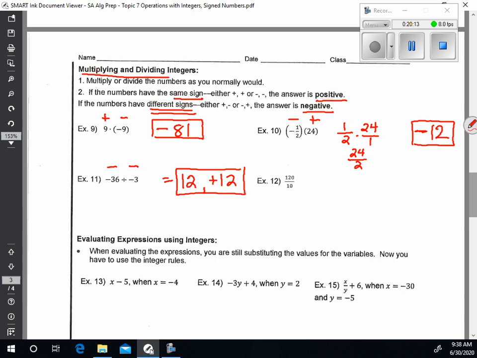Last but not least, example 12, 120 divided by 10. So you have a positive divided by a positive. So the answer is positive. 120 divided by 10 is 12. So plus 12 or just 12.